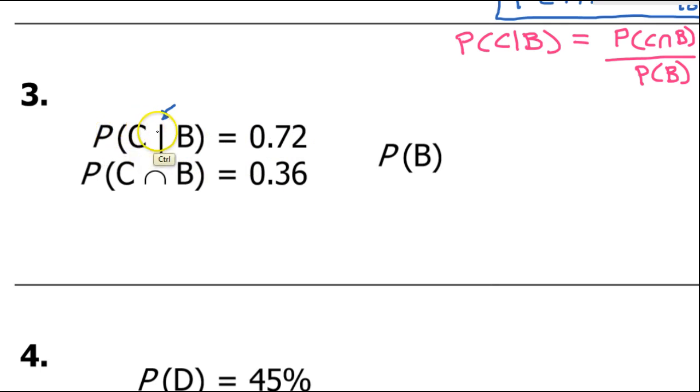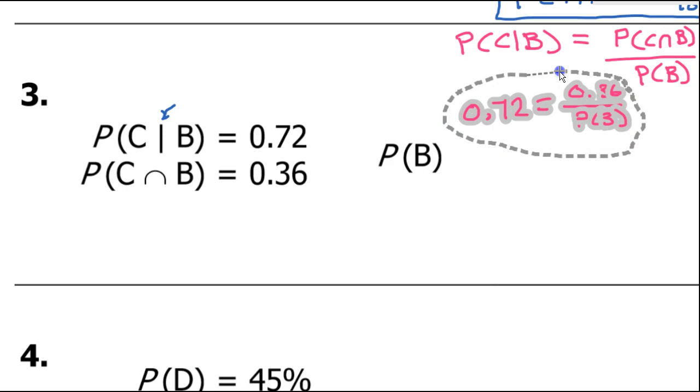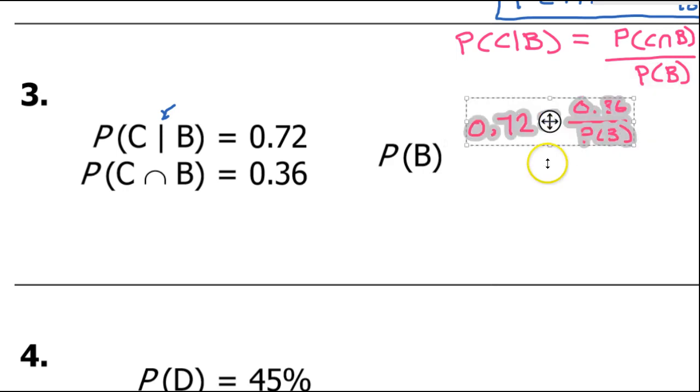So I know the probability of C given B is 0.72. So that tells me that 0.72 is equal to, let's see, I also know the probability of C and B. That's the numerator, which is 0.36. What I don't know is the probability of B, so I'm just going to leave it as the probability of B, like that. I feel like I need a tiny bit more space in here, so I'm going to move this down a smidge. Okay, so I need to solve this equation.